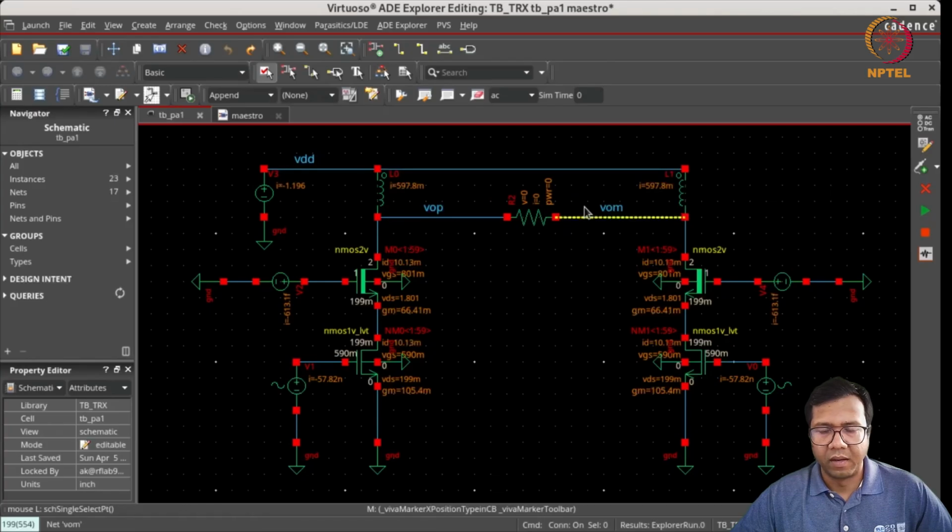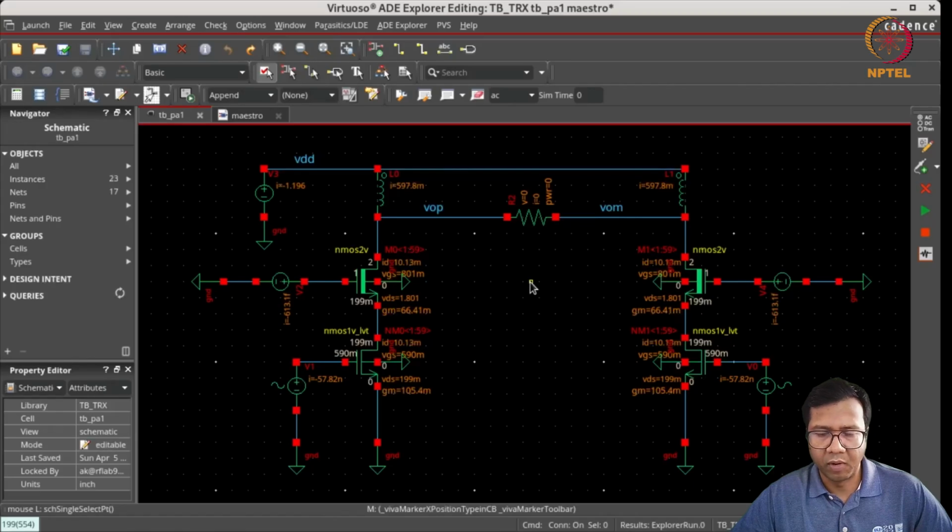And in reality, this output will be going off chip, and when the signal goes off chip, there will be package parasitics. So this package parasitics and finally the output balun and the matching network, all those components will be adding their own loss. So we are going to see even reduced efficiency.